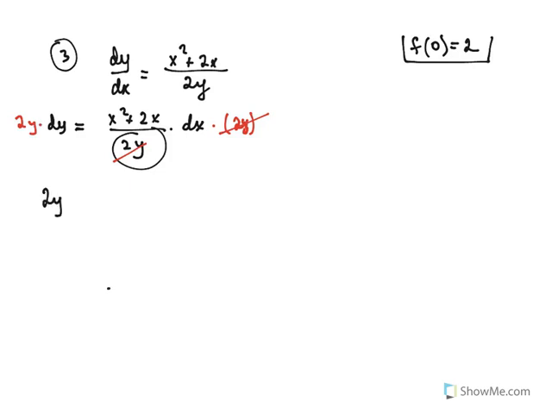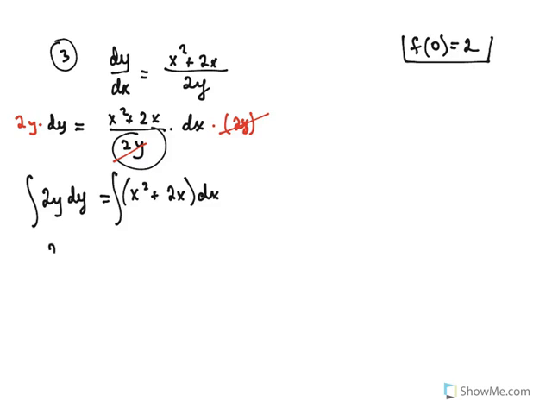So we get 2y times dy equals (x squared plus 2x). Let's put it in the parentheses, otherwise it's going to look weird. And that's it. Now we can go ahead and integrate both sides of this equation.